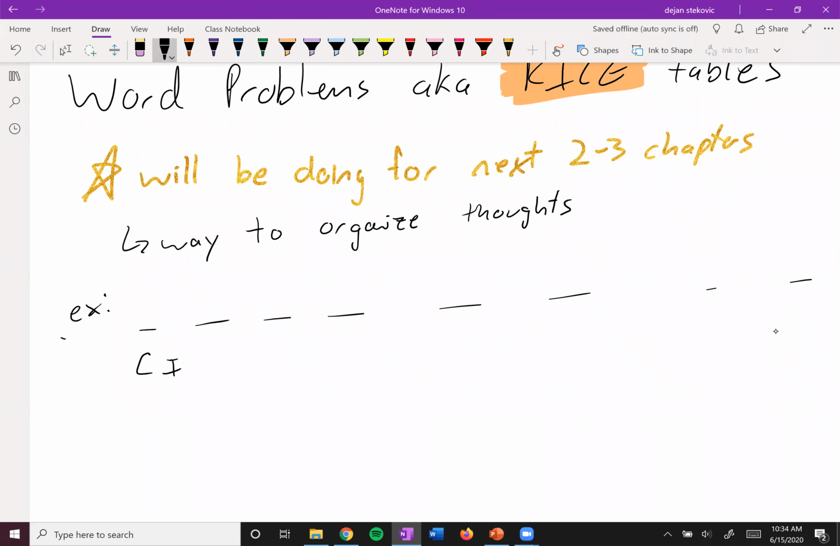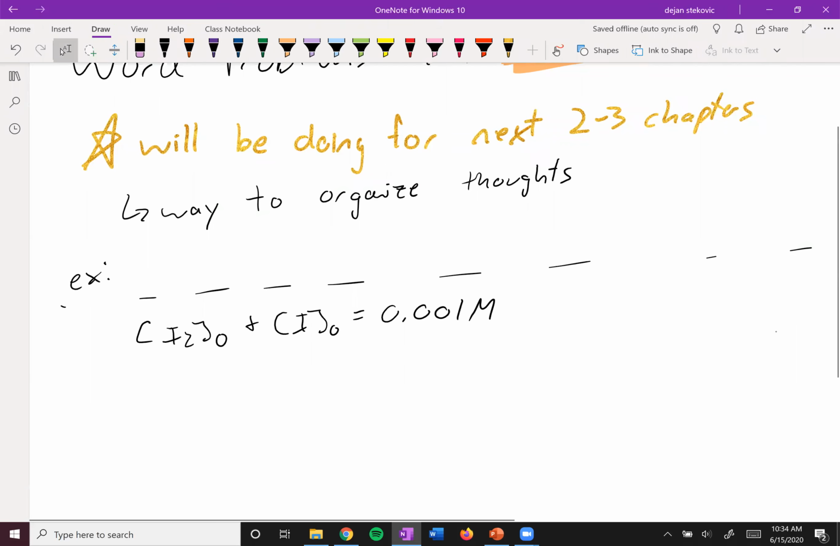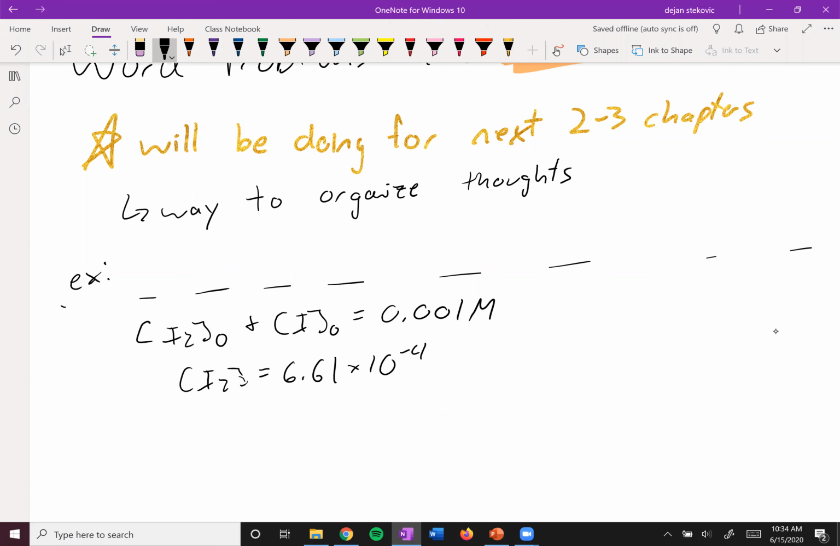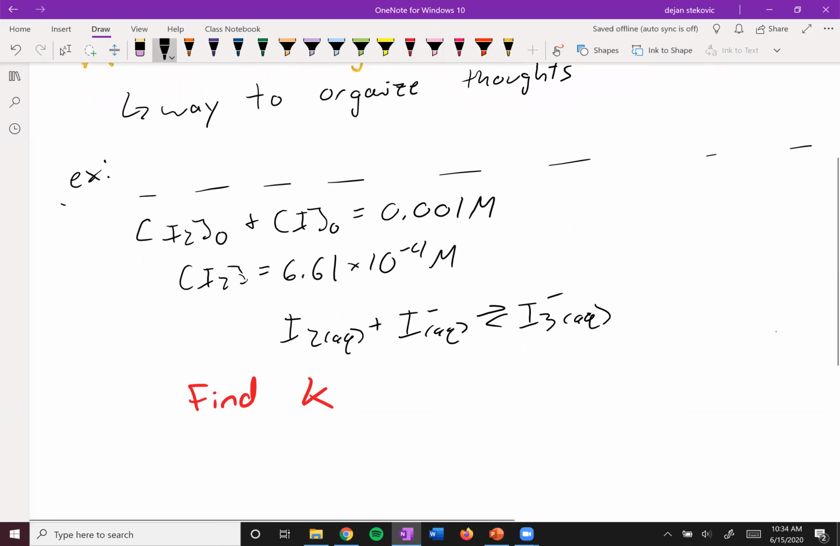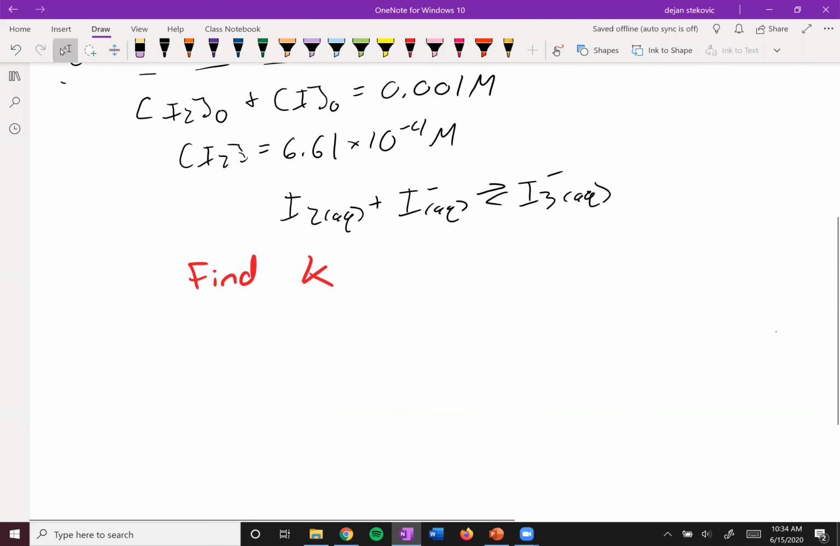So we have the concentration of I2 initially and the concentration of I minus initially equal to 0.001 molar. And then I tell you the concentration of I2 is equal to 6.61 times 10 to the negative 4 molar. And then I give you that the equation is I2 plus I minus is in equilibrium with I3 minus. And then I ask you to find the value of K. Right, so I give you some set of information and then I ask you for another piece of information.